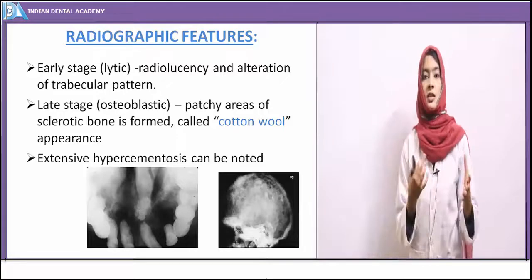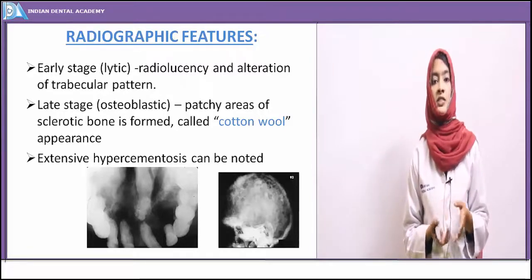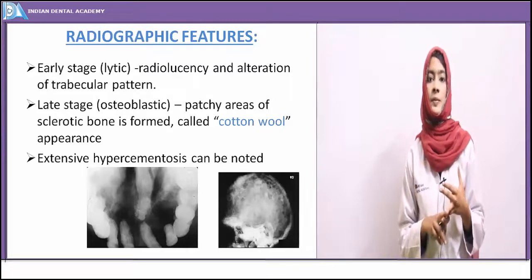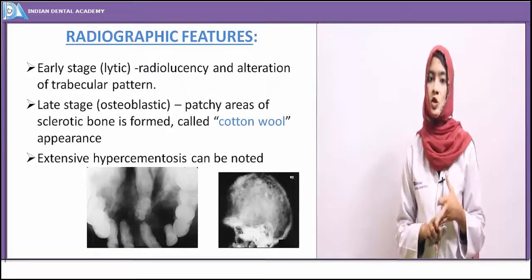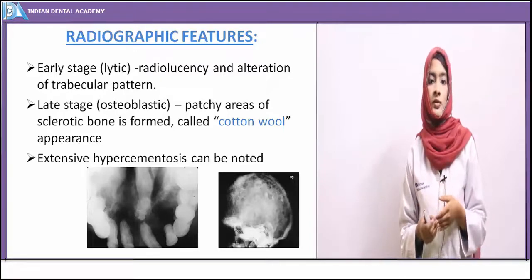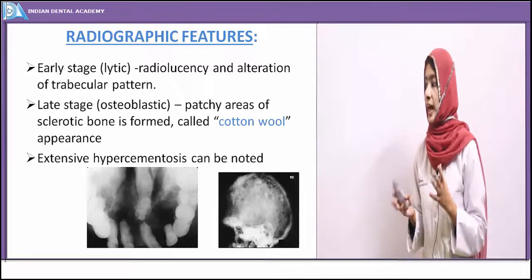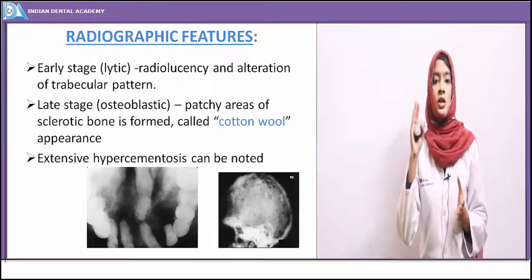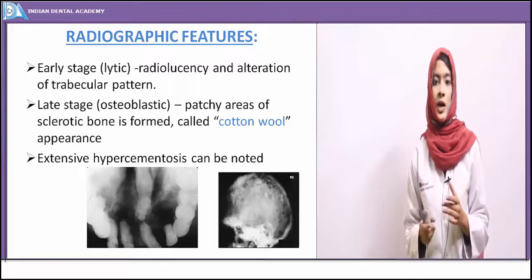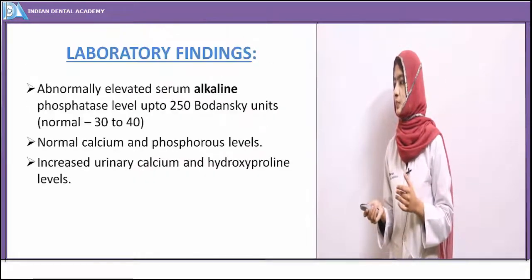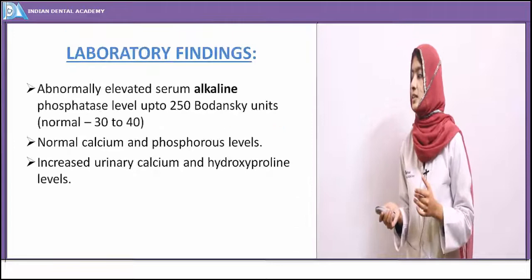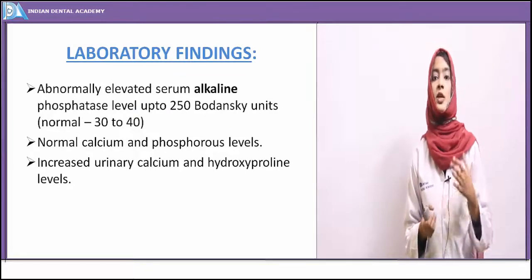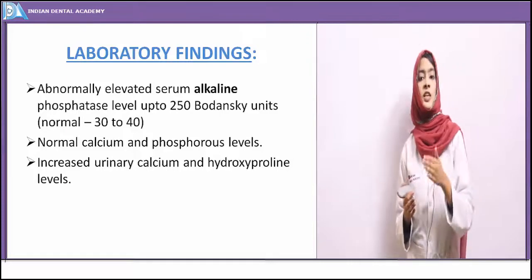In relation to the oral cavity, extensive hypercementosis is seen, and multiple unerupted teeth may be seen. Again, the deciduous teeth fail to shed and permanent teeth fail to erupt. So the characteristic feature is this extensive hypercementosis, and there is loss of lamina dura surrounding the teeth.